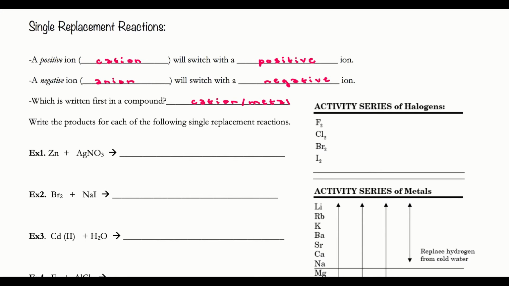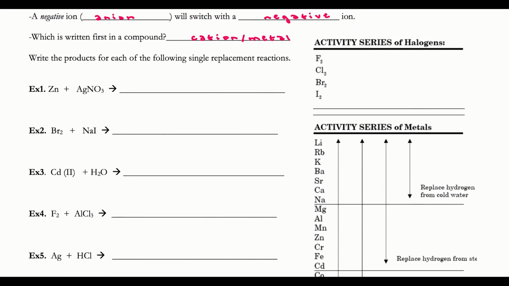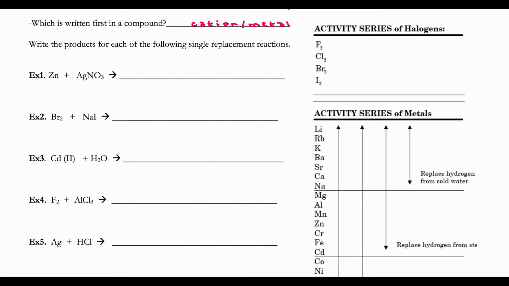So in order for this to make sense, let's look at some examples, okay? Before I do that, though, I need to explain what this activity series is on the right-hand side. Basically, in order for any of these elements to kick out another element, they have to be higher on the activity series. If they're not, then you will not have a reaction, and you will just write no reaction. So let me go through and show you some examples of both positively charged ions kicking out positively charged ions, negatively charged ions kicking out negatively charged ions, and the use of this activity series.